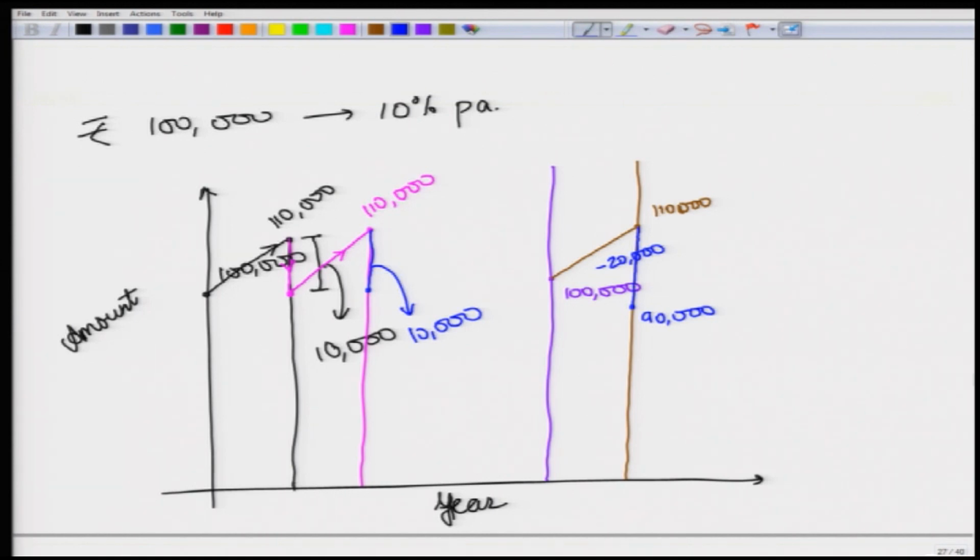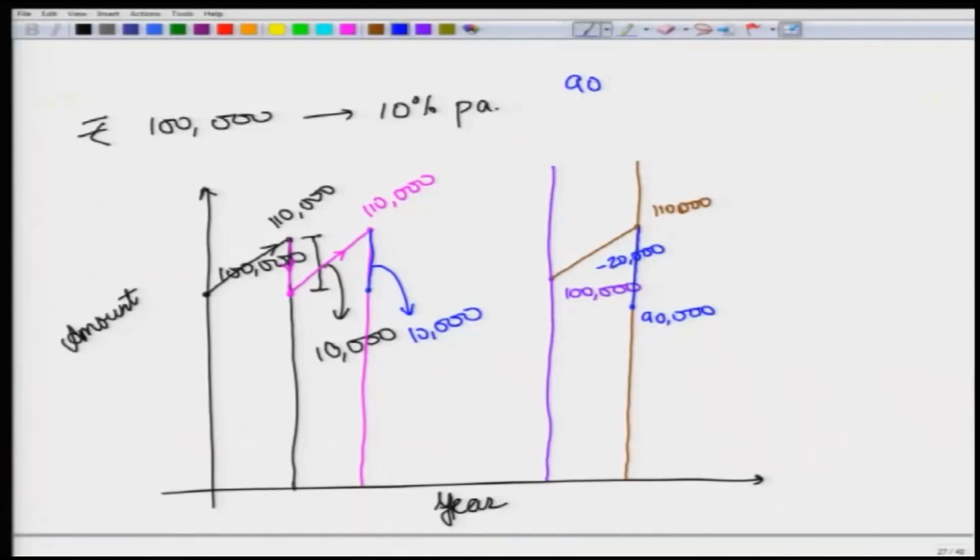Now, at the end of the second year, what is the amount of interest that you will get? The interest that you will get is on 90,000 rupees only, you are not getting the interest on 100,000 rupees. So, the interest here will be 90,000 into 10 by 100, which is 9,000. So, at the end of this year you are getting a sum of 90,000 plus 9,000, which is 99,000.